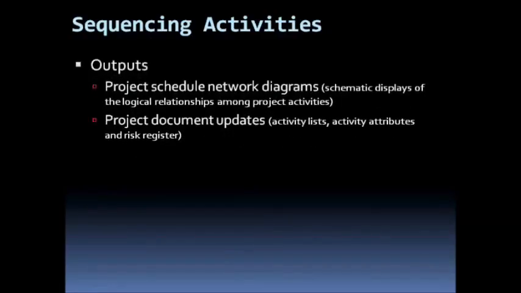Our outputs will be a project schedule network diagram, which is a schematic display of the logical relationships among the project activities. Then it will be useful to update any related project documents that we have as a result of any new information that has come up as a result of our sequencing of activities.